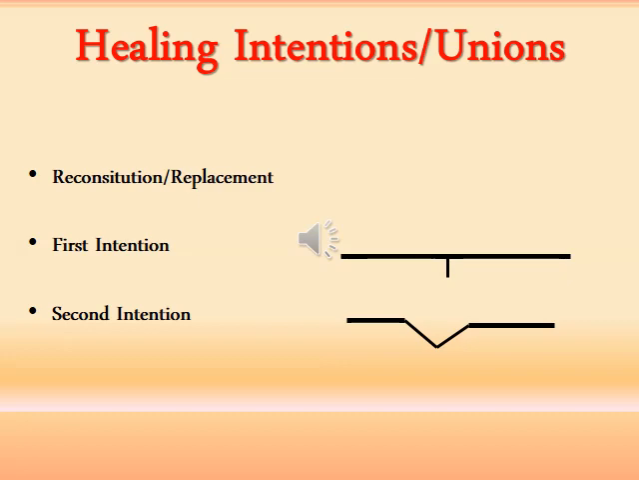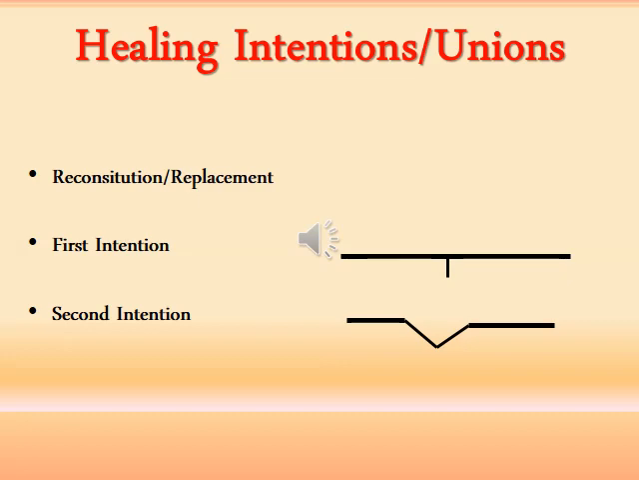So reconstitution occurs in cells with a normally high rate of turnover. What this basically means is when the cells are damaged, they get replaced by identical cells. With replacement, they get replaced with simpler cells. And this is what we're typically going to see with connective tissue. Connective tissue isn't going to heal with the same type of tissue. It's going to heal with scar tissue.